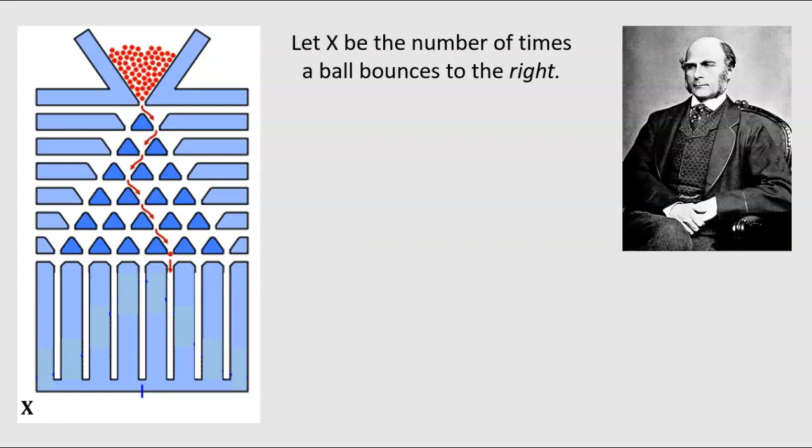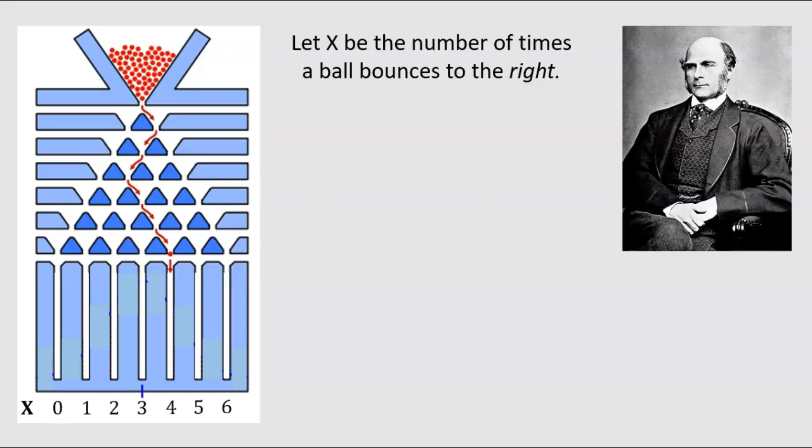Consider the leftmost chamber. The only way for a ball to get into that one is for it to go left at every stage. That is, only if x, the number of bounces to the right, is 0. Similarly, the only way for a ball to get into the rightmost chamber is for it to bounce right at every stage. That is, only if x is 6. In fact, thinking about this for a little while, you should be able to convince yourself that each chamber corresponds to a different value of x.